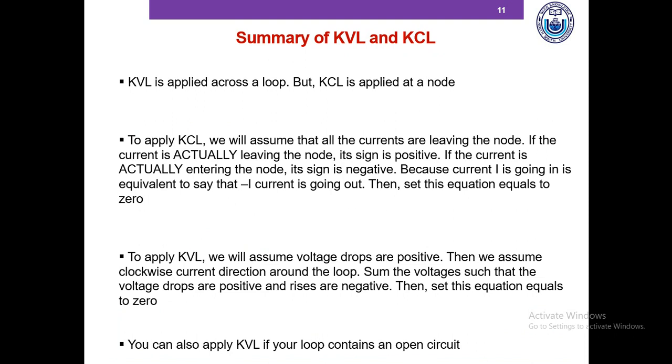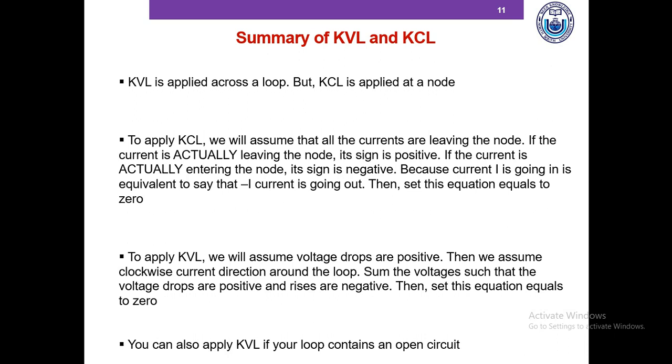So KVL is applied across a loop, but KCL is applied at a node. And to apply KCL, we'll assume that all the currents are actually leaving the node. So if the current is actually leaving the node, the sign will be positive, and if the current is actually entering the node, the sign will be negative, because current I going into a particular node is equivalent to saying that minus I is going out. Then we set the equation equal to 0.